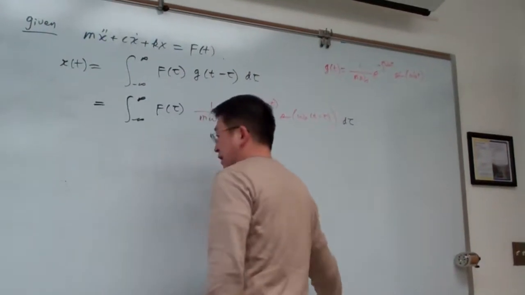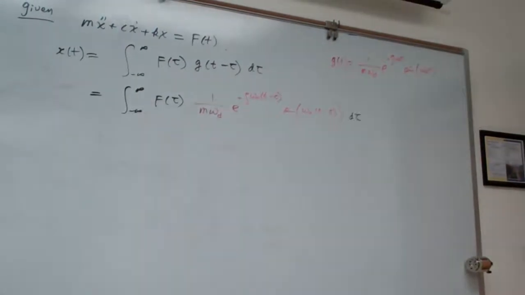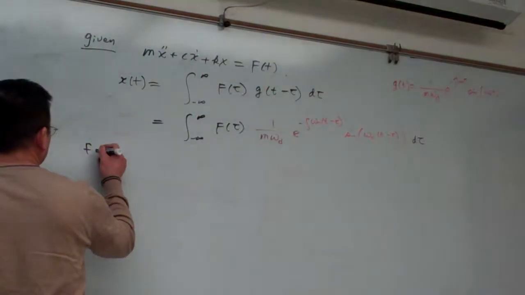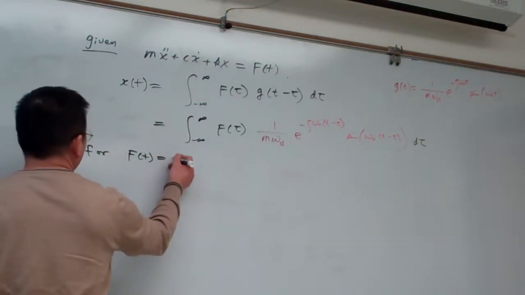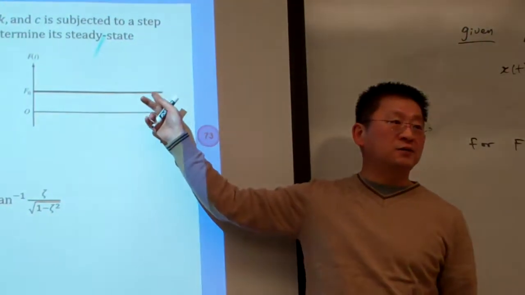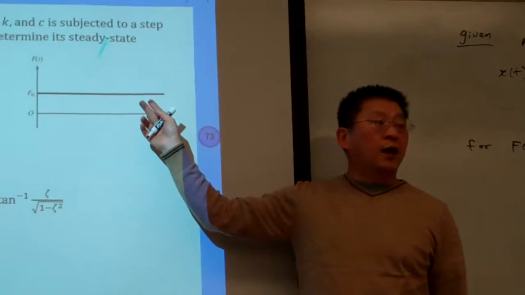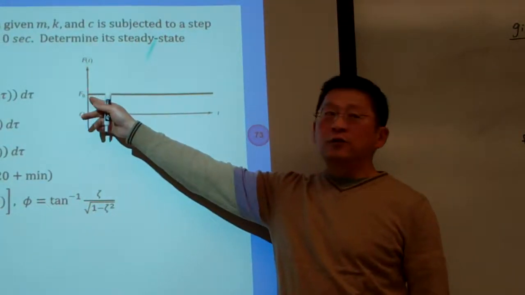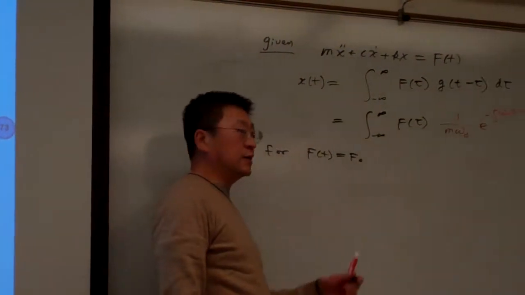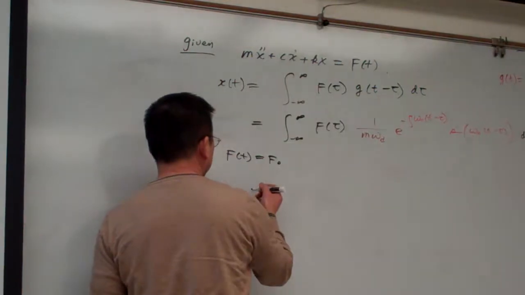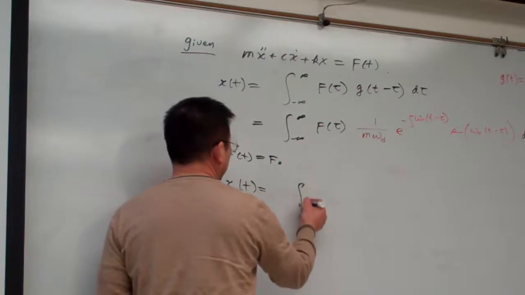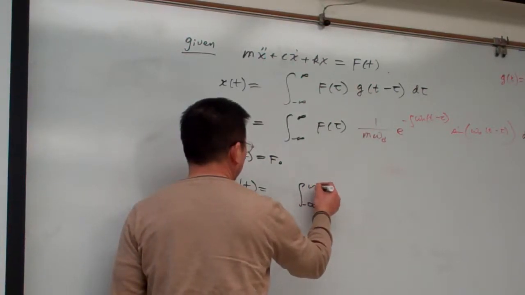And for this example, you can see the f is a constant. So for f(t) equal to a constant in this example, that's called a step input. Okay, this is called a step function. And if f0 becomes 1, then we call it a unit step function. Once we have this, we simply plug in, because this simply is a constant. So basically x(t) simply becomes this, from minus infinity to infinity.